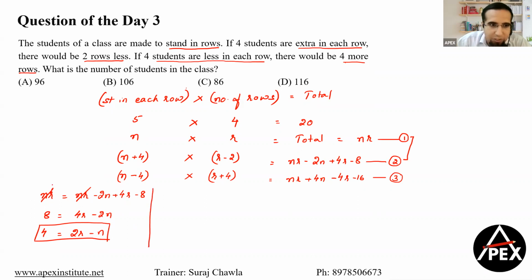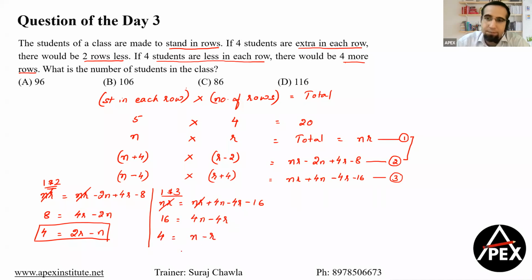Now let us equate equation 1 and 3. This was equation 1 and 2. Okay. Now let me equate equation 1 and 3. If I were to equate equation 1 and 3, we have nr is equal to, equation 3 is nr plus 4n minus 4r minus 16. So nr gets cancelled. We have 16 is equal to 4n minus 4r. I divide the whole equation by 4. So I get 4 is equal to n minus r.